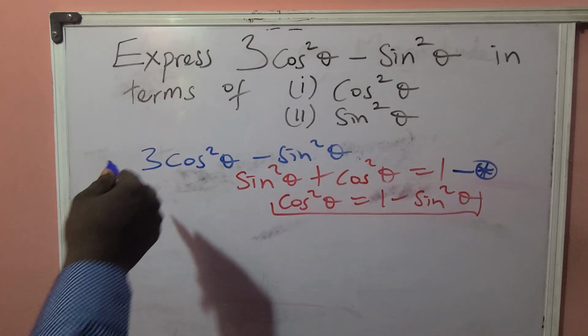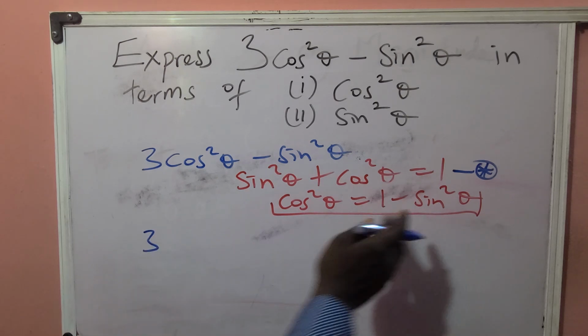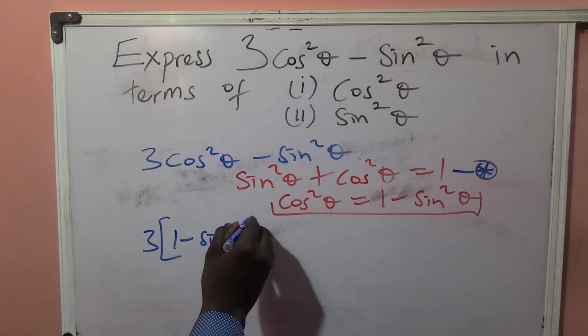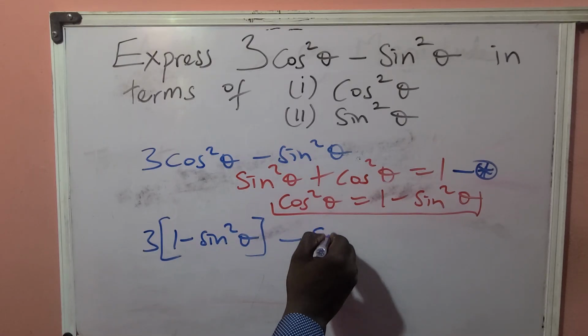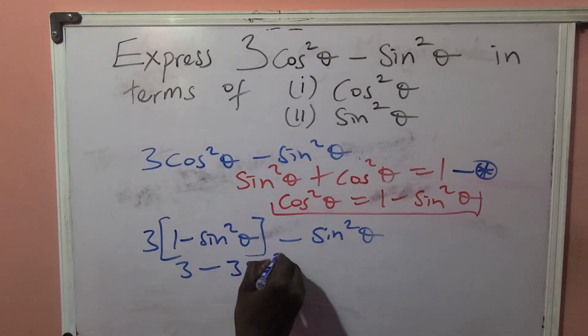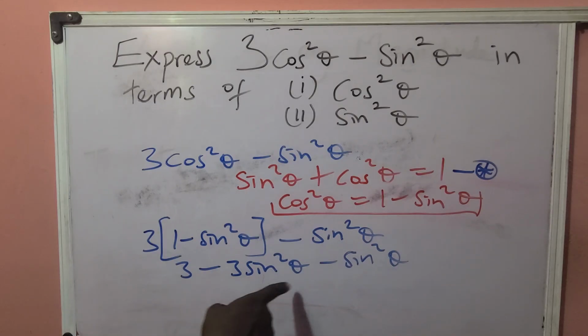So looking at this, I go on to have 3, no longer cos squared theta now. I'm fixing, don't forget to use your bracket, 1 minus sine squared theta, minus sine squared theta. So what we have here is 3 times 1 minus 3 times sine squared theta, minus sine squared theta. And this is minus 3 sine squared theta minus sine squared theta. This is 3 minus 4 sine squared theta.